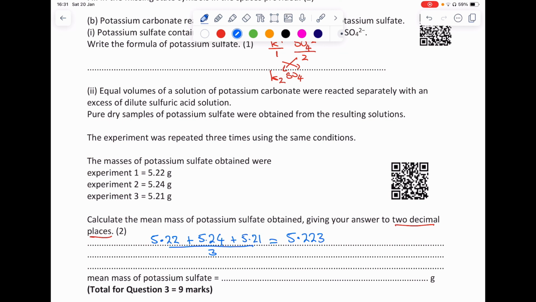5.223. And I'm not going to put any more down there because 2 decimal places. So I've got the first decimal place, second decimal place, third decimal place. This one here is less than 5, so I don't need to do anything. So my answer is going to be equals 5.22 to 2 decimal places.